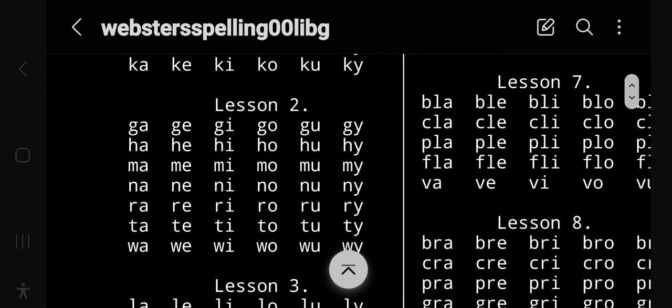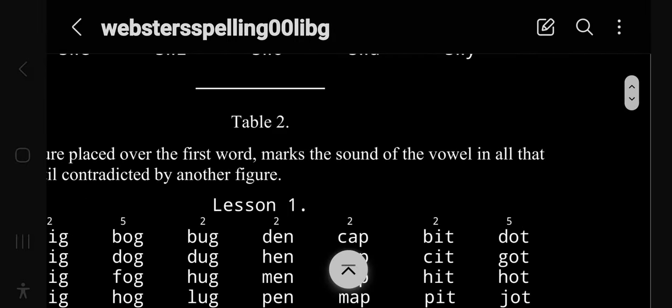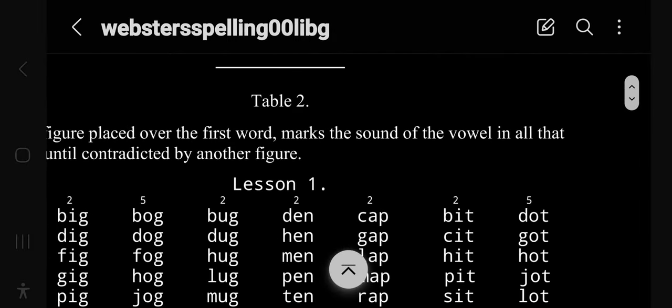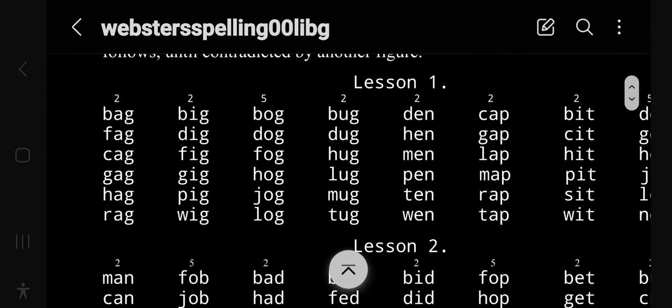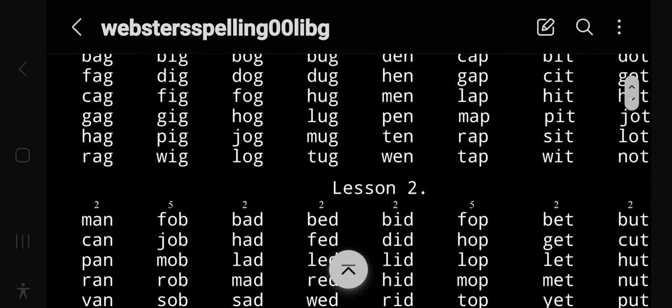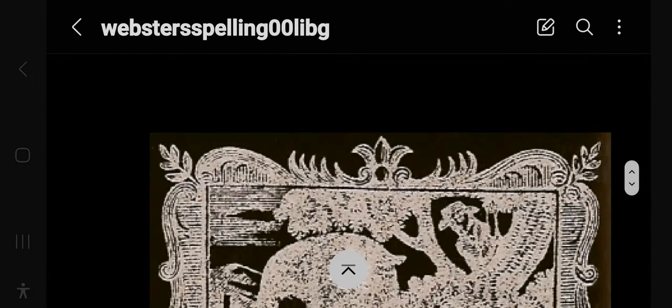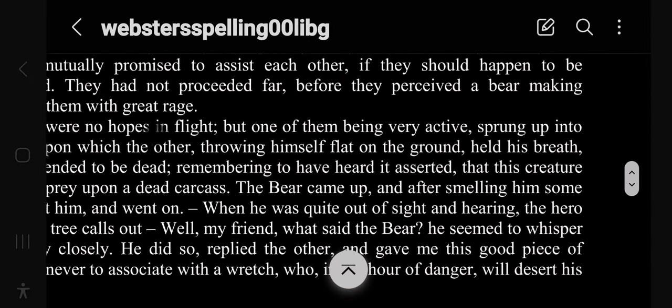These are like parts of words. Lesson two. Ge, gi, gai, go, gu, gai. He, hi, ha, hi, ho, hu. These are like parts of words, I think. Table two. Big, bog, I don't know. Okay, I'm gonna find other words. I've never seen this book, so I don't know what's in here.